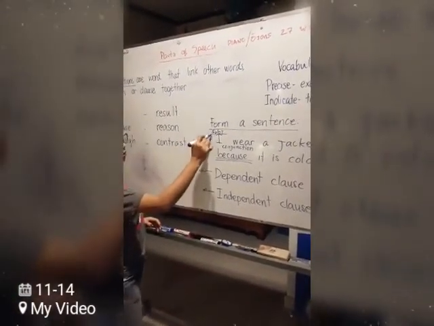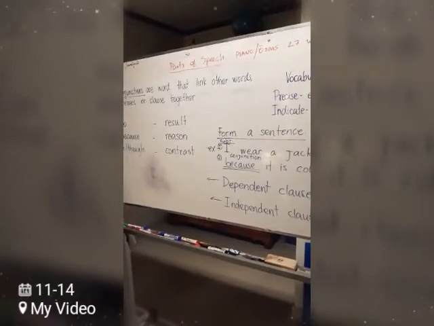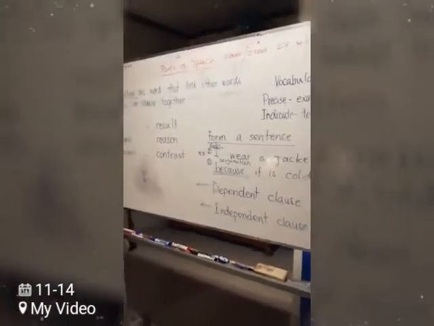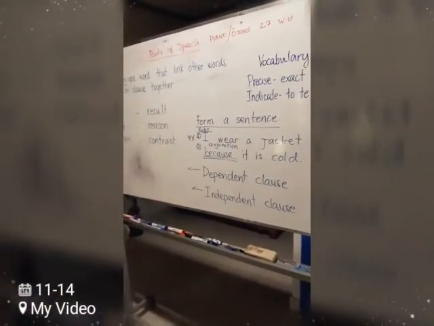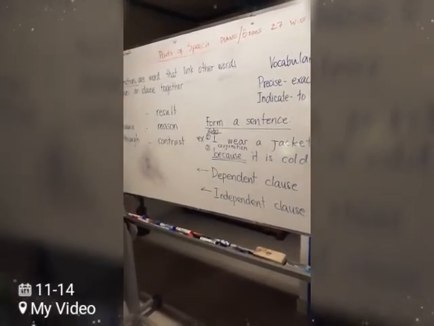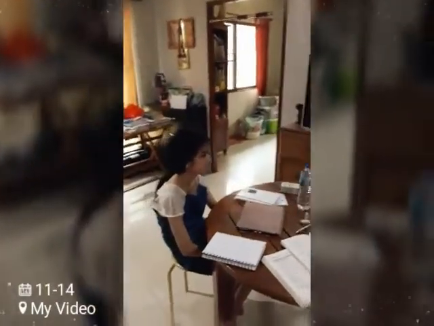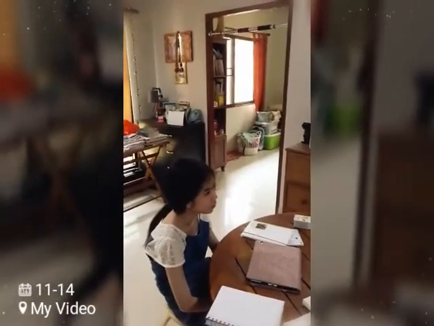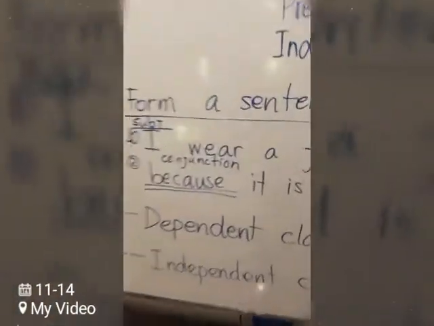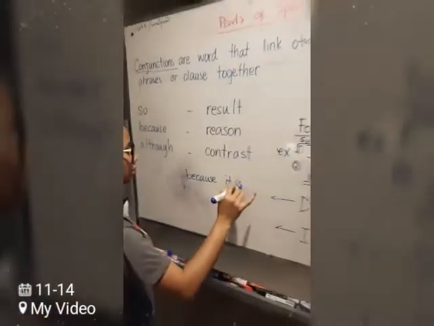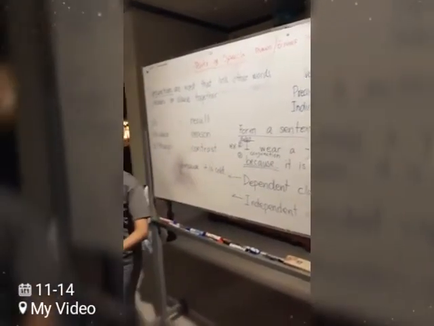This is sentence number 1 and this is sentence number 2. So which one? This one cannot stand alone. This one, complete sentence. Second, which one? Can you read it? Because it is cold. Very good. So our dependent clause is because it is cold.